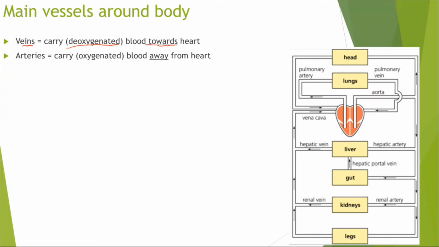And now arteries. Arteries are basically the opposite of veins, because they carry the blood away from the heart. And again, remembering that away begins with A, and arteries also begin with A. So arteries carry blood away from the heart, and again, it's oxygenated blood this time, with one exception, which we will look at later on.